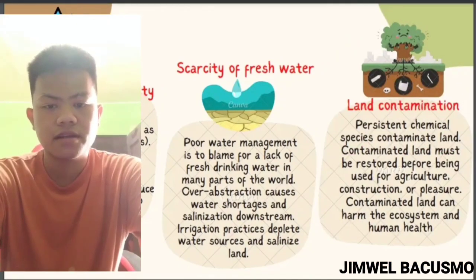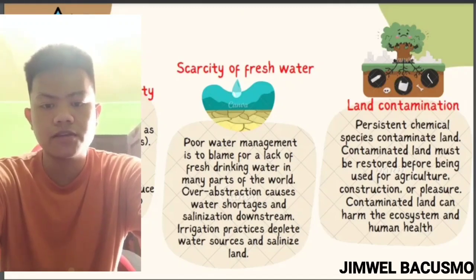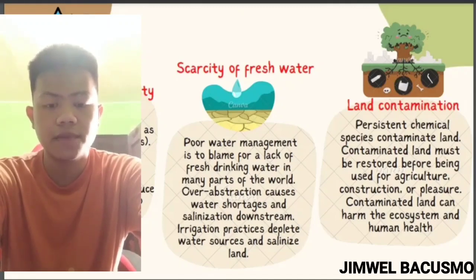Land contamination. Resistant chemical species contaminate land. Contaminated land must be restored before being used for agriculture, construction, or pleasure. Contaminated land can harm the ecosystem and human health.